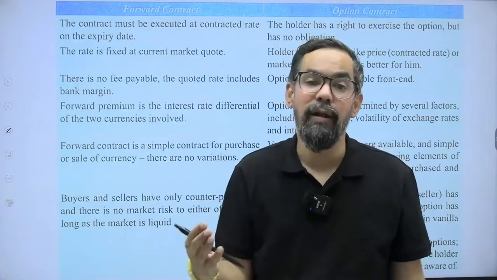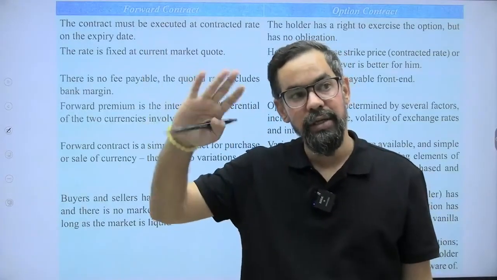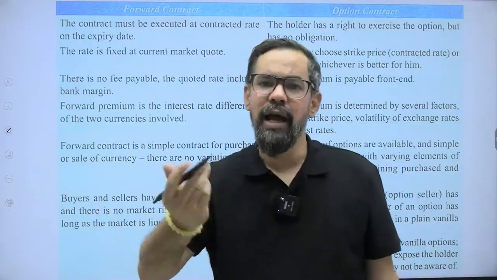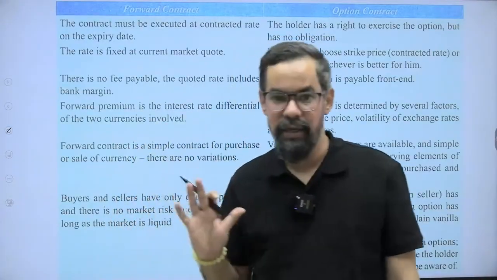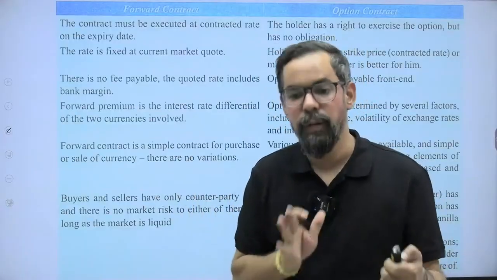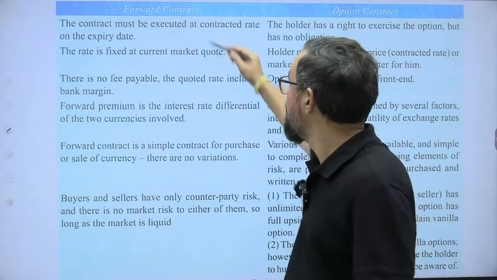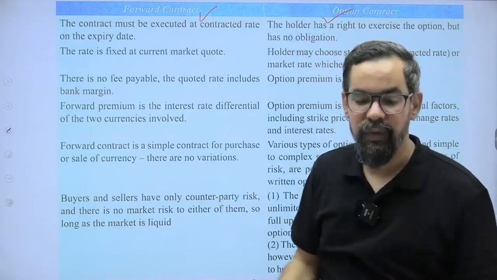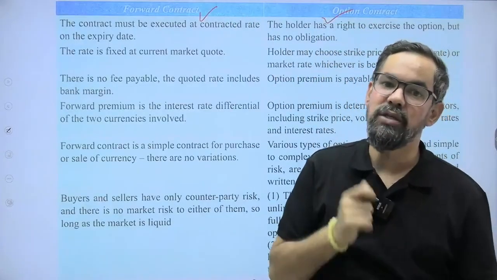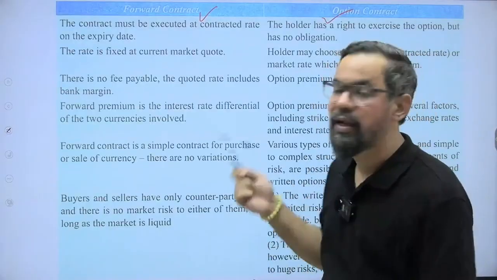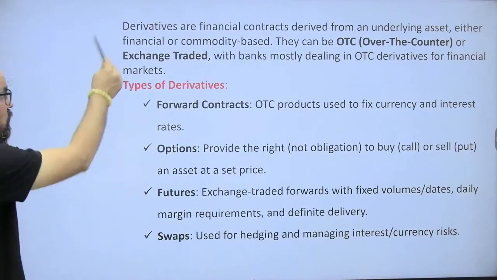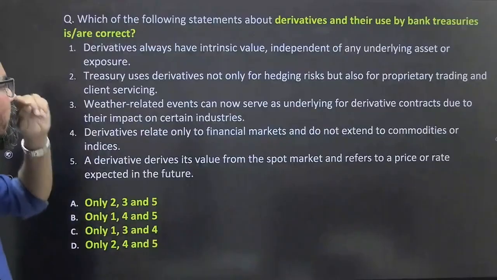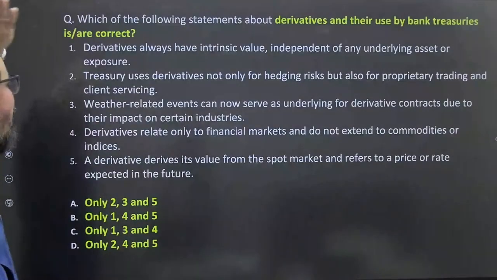Contract terms mean things like settlement date. In case of exchange traded equity derivatives, we have the last Thursday of every month. The lot size and tick size, everything is decided by the exchange. But here it is decided by the involving parties. Similarly, there is forward versus options. If you build your understanding around exchange versus OTC, this will automatically get covered. So please go through these. I have given you the references for that, so please do use them. Okay? Which of the following statements about derivatives and their uses by bank treasuries are correct?